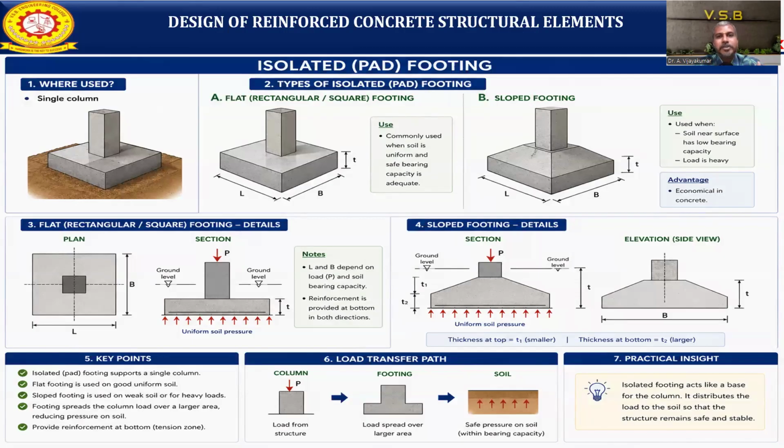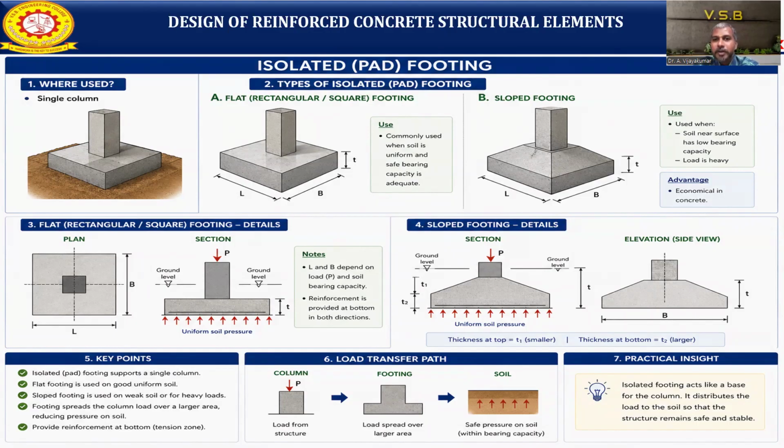Then we need to see the second type, the isolated footing, which we have already discussed. Wherever there is a single column, we can use an isolated footing. It can have different sizes, the length and breadth may be rectangular, or a square is also possible. Okay, so we need to provide a proper thickness for that footing.